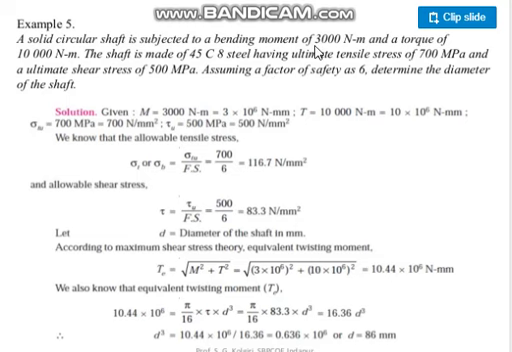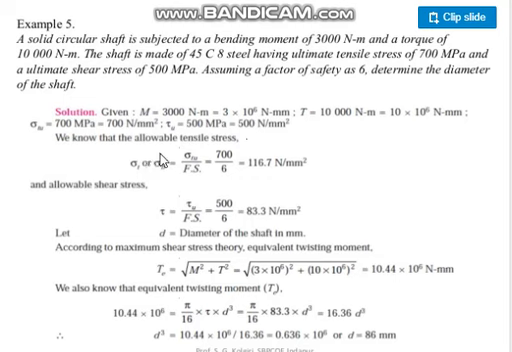See, in this case, there is bending moment also present and torque is also present. This is the data given. M, the bending moment, is 3000 Newton meter, that is equal to 3 into 10 to the power 6 Newton millimeter. Similarly, torque is 10,000 Newton meter, that is 10 into 10 to the power 6 Newton millimeter. And sigma TU, the ultimate tensile stress, must be 700 Newton per millimeter square, and tau ultimate is 500 Newton per millimeter square.